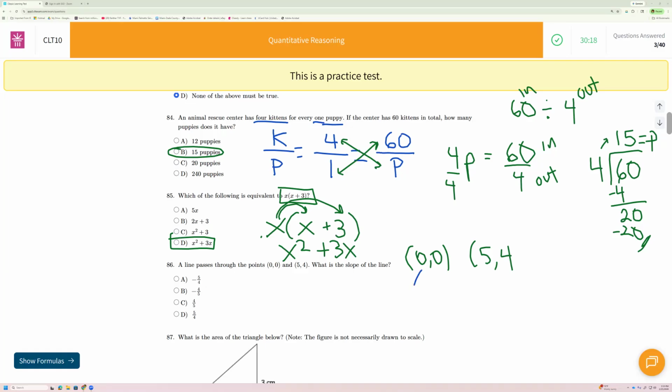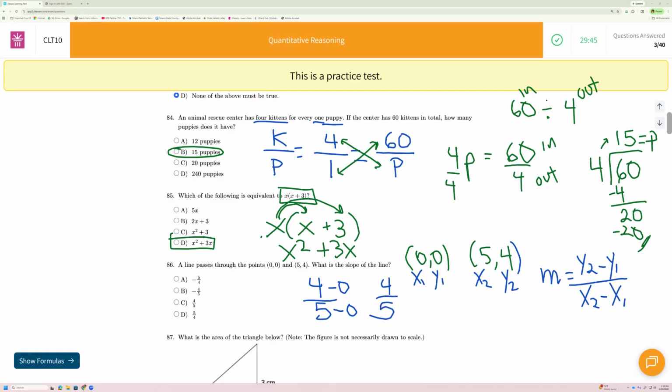So this is x1, y1. This is x2, y2. The formula for the slope, m, is equal to y2 minus y1 over x2 minus x1, meaning that I need to now substitute the values. So it's 4 minus 0, which is 4, over 5 minus 0. So this is equal to 4 over 5. And that's my choice C. I do have an answer, 4 over 5.